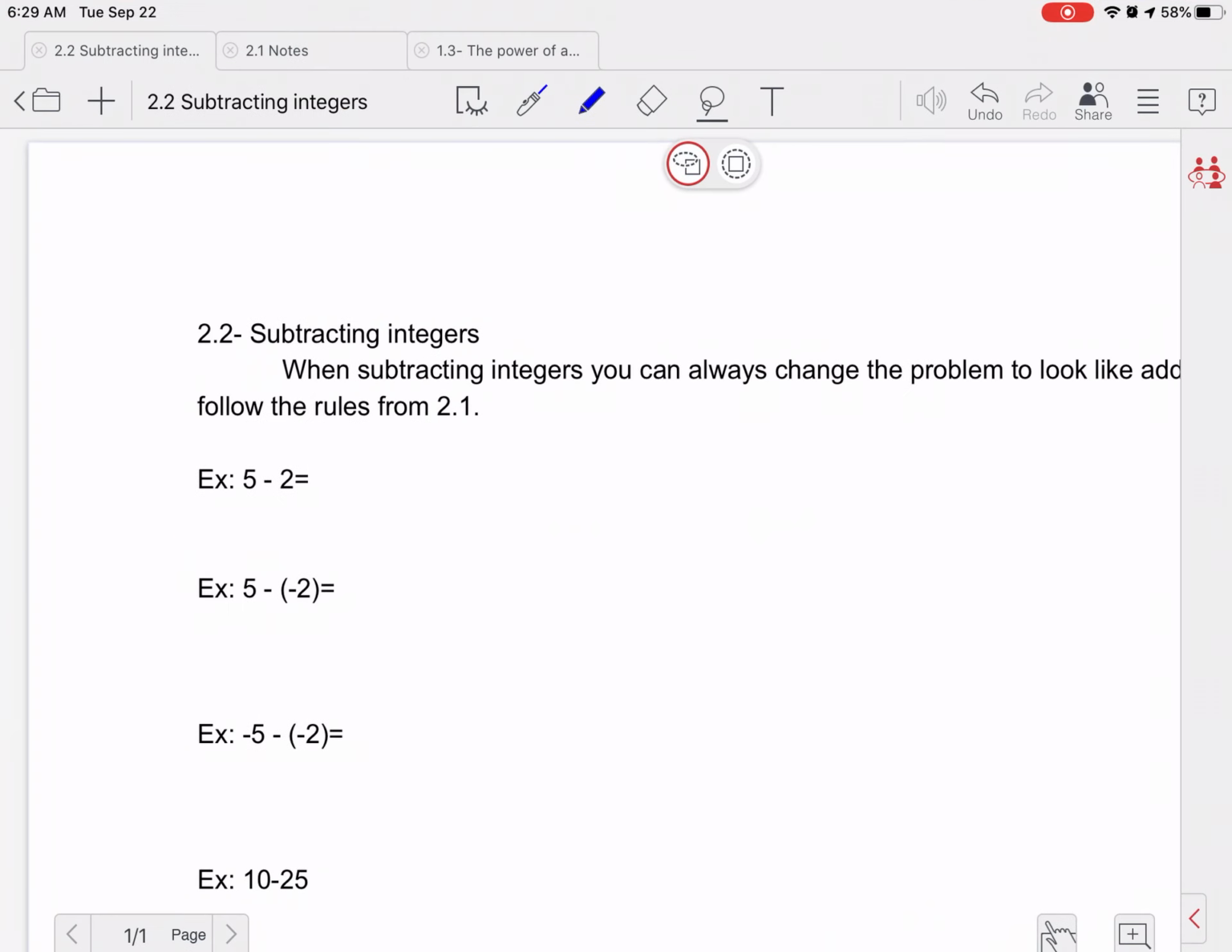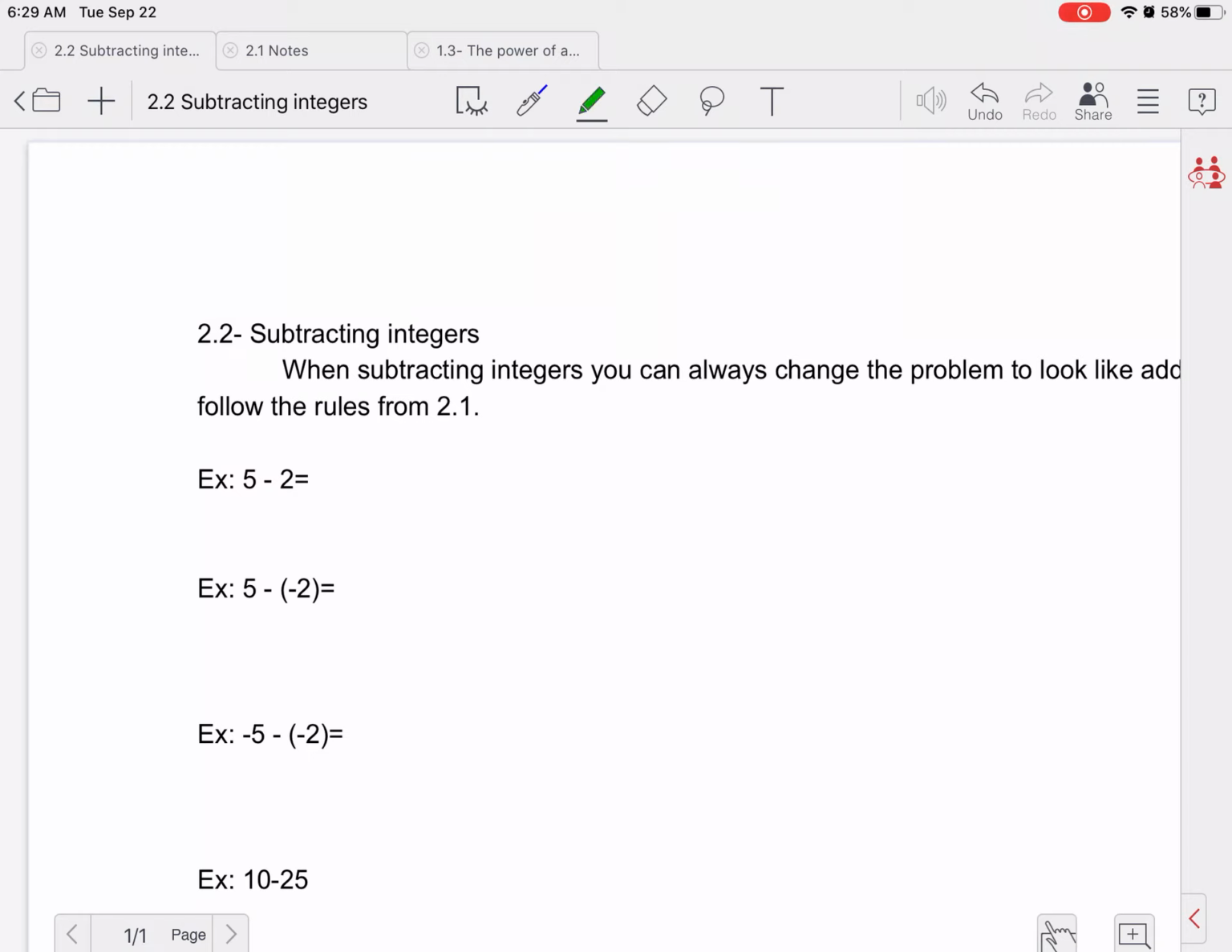So again, we're going to use our p's and n's, and I know for some of us that's going to be really annoying, but that's just going to help us visualize some things. As we get better and better, we will stop using the p's and n's, okay? So subtracting integers. Remember, integers are positive and negative counting numbers.